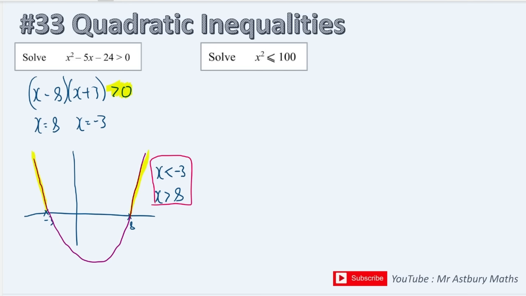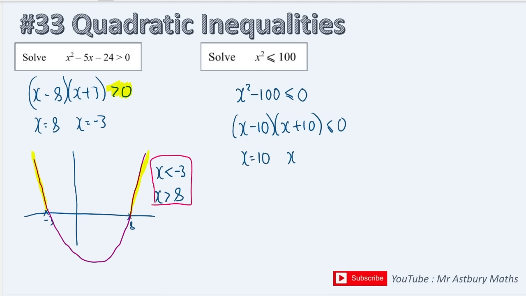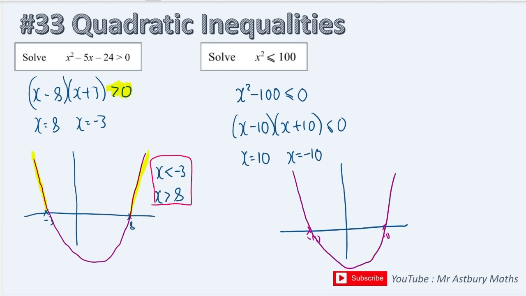Okay, let's look at this next one. It's really tempting just to square root straight away and say the answer is 10 or minus 10. Instead, what I'm going to do is minus the 100 over. I'm then going to factorize using difference of two squares to get minus 10 and plus 10. And then yes, the x values that equal 0 are 10 and minus 10. And we can draw a graph to show that by cutting here at minus 10 and at plus 10, and we're going to get this shape here.